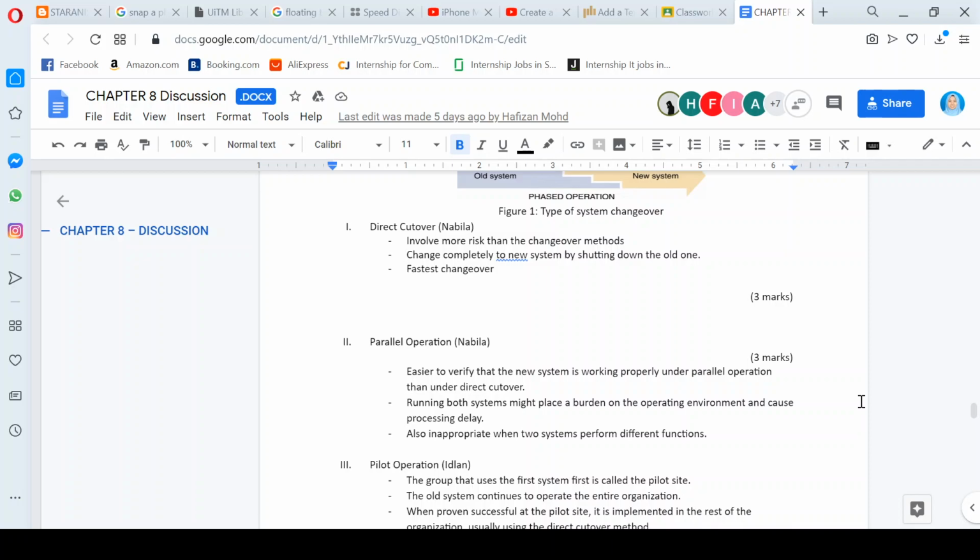Okay, in future, there will be a time when you need to teach the user how to use the system. So kalau in future kalau kamu terlibat dengan company-company yang develop system, when the system is already completed, kamu mungkin akan diberi peluang untuk mengajar user ni macam mana nak gunakan sistem.